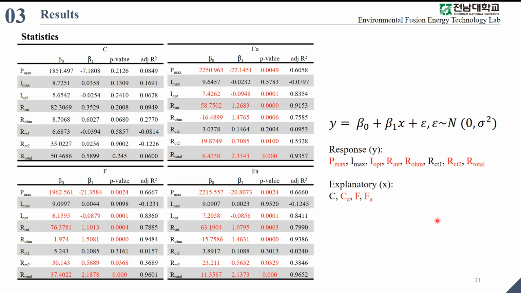We explained the 7 full cell responses regarding each explanatory variable. Notice that the full cell responses are well explained by each of 3 explanatory variables, Ca, F, Fa, respectively. Regarding maximum power density, optimal current density, internal resistance, ohmic resistance, charge transfer resistance 2 and total resistance, the same variables are statistically significant at the same cutoff value.